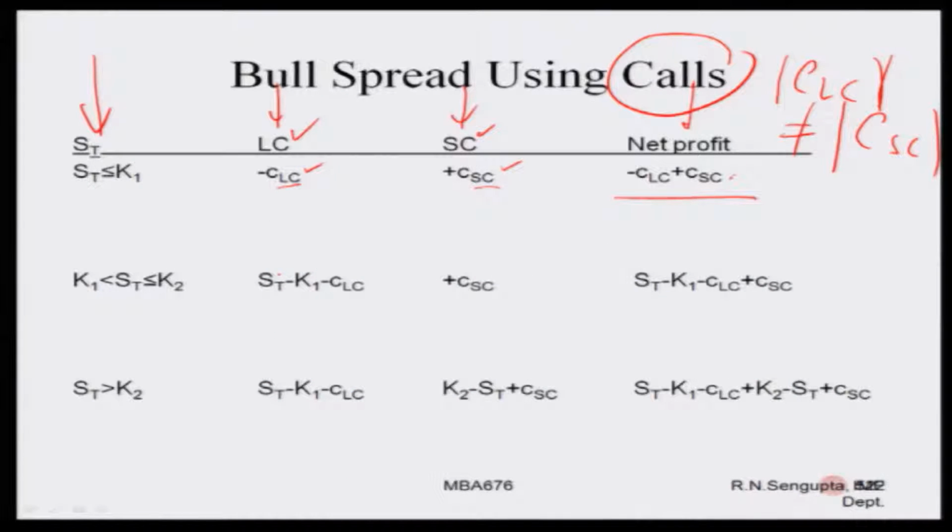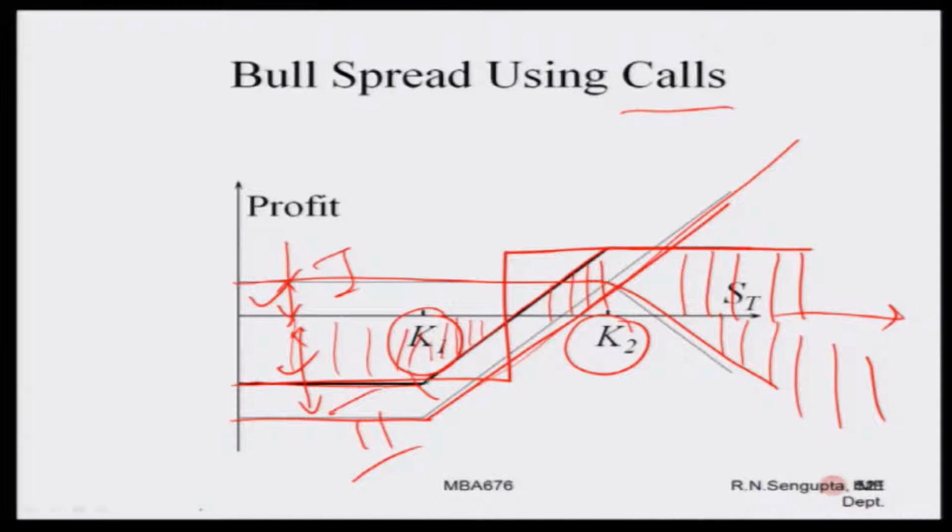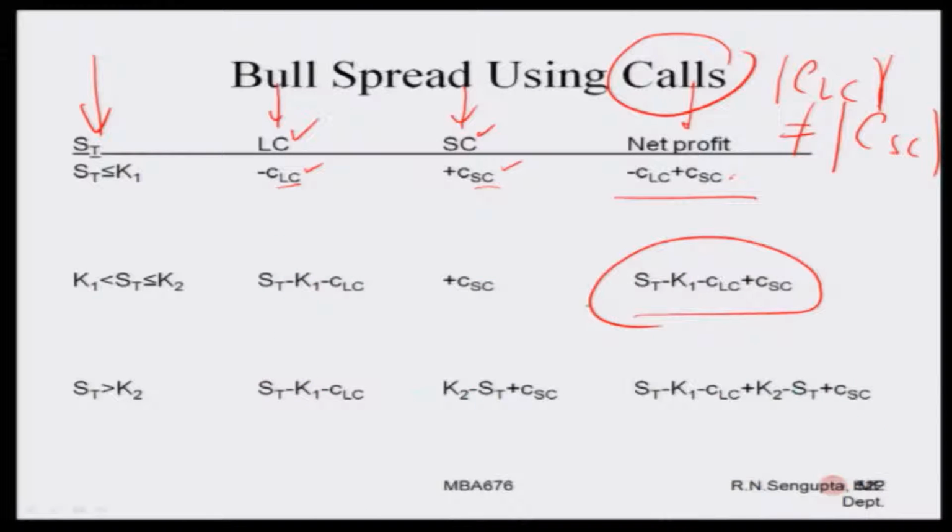Now consider it is between K1 and K2. In this case, the long call will be exercised, for the short call it would not be. So, if you combine them, the profit becomes this. If you go back to the slide again, this is the straight line. If we consider the straight line for values between K1 and K2, this is the equation we are trying to consider.